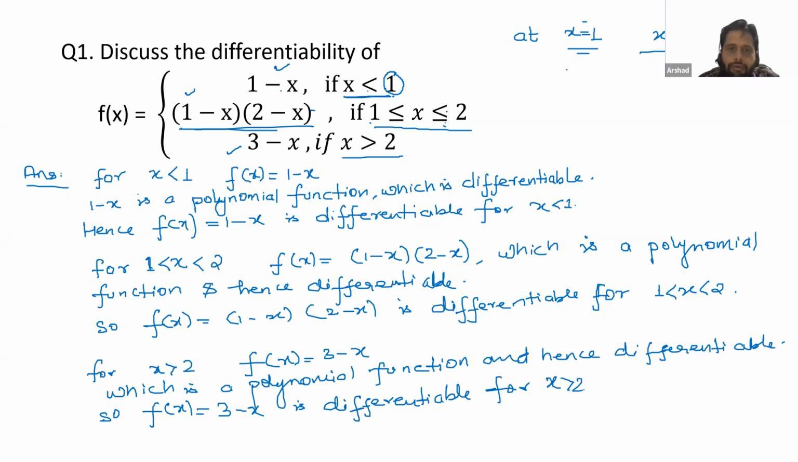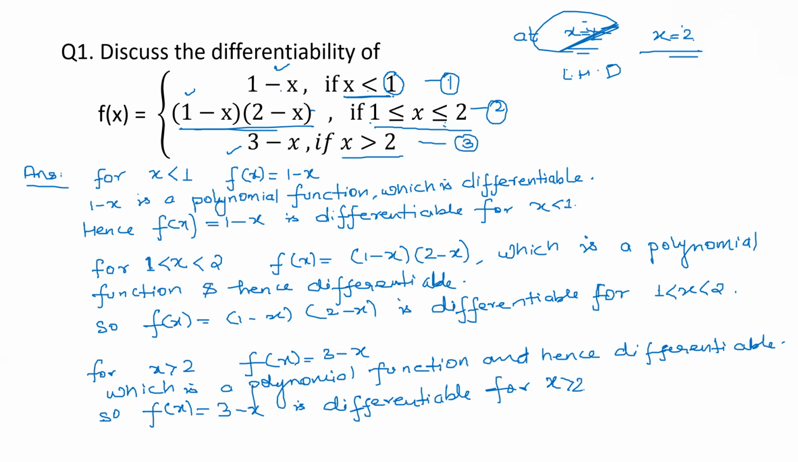Now one thing I need to discuss with you: for LHD, if you are checking for x equal to 1, can anyone tell me which function we will choose? This is first, this is second, and this is third. I'm asking for LHD at 1. Left hand derivative means we are approaching from the left side. Very good, sir, that's correct. So if you are approaching from the left side, then the value will be slightly less than one.